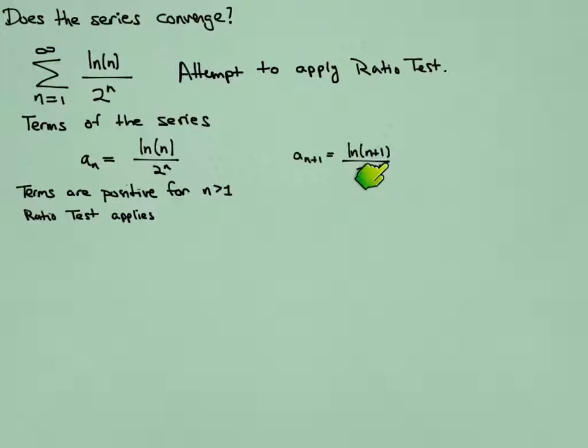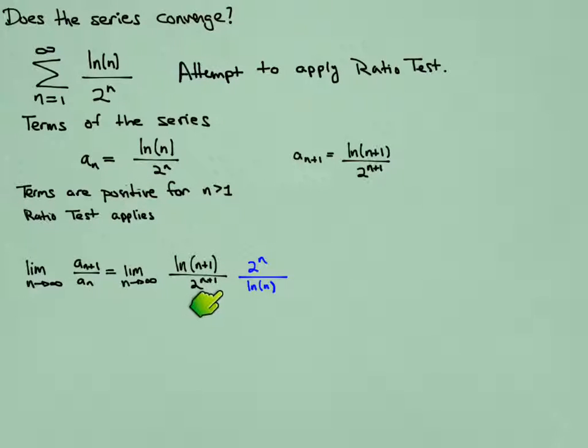So I'll have log of n plus 1 over 2 to the n plus 1. The ratio test says look at the limit of the ratio of consecutive terms and look at what happens as n goes to infinity. So I'm going to take a_(n+1) and divide it by a_n. When I take the (n+1)th term and divide it by the nth term, I'm going to actually be multiplying by its reciprocal. So instead of having a compound fraction, I'll multiply by the reciprocal, which is in blue here.